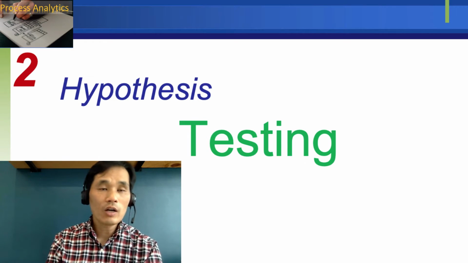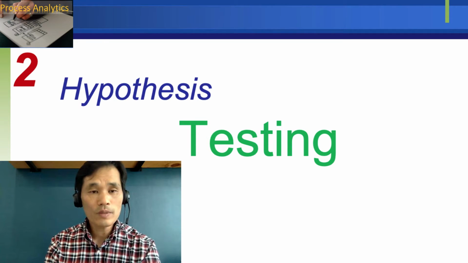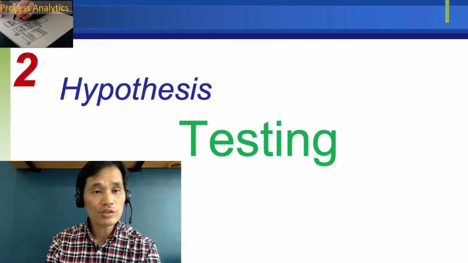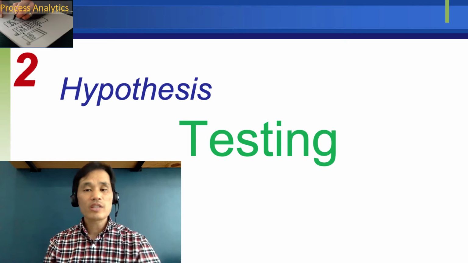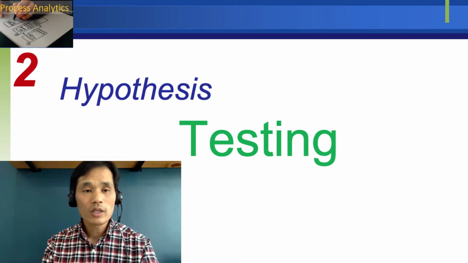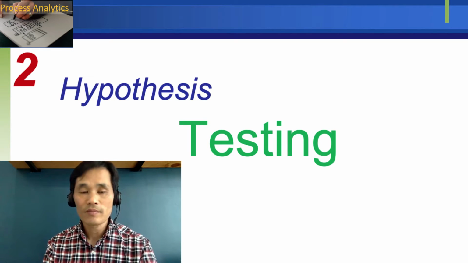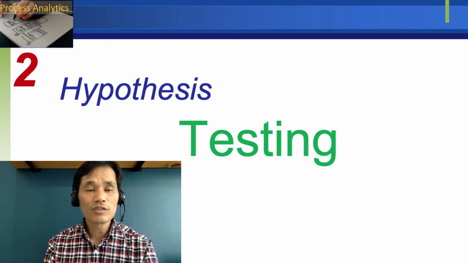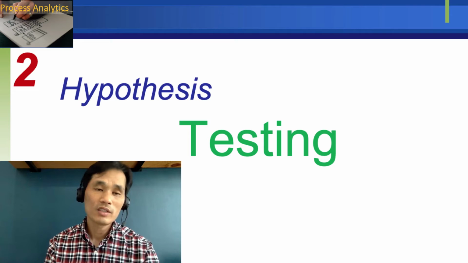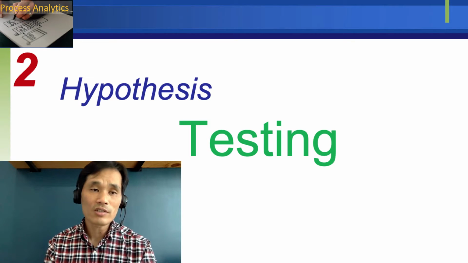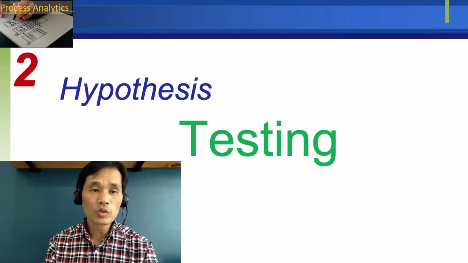We have studied how to analyze relationship, and we looked at correlation and linear regression and multiple regression. Now, the second topic of this module is hypothesis testing. Hypothesis testing determines the relationship between two variables or more than that. We usually start with hypothesis testing to analyze a process. So it is important for us to know how to conduct hypothesis testing.